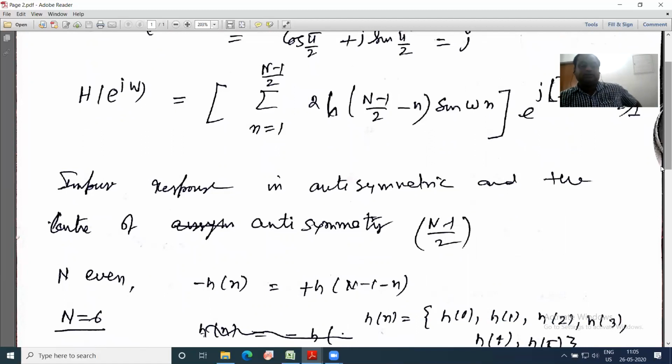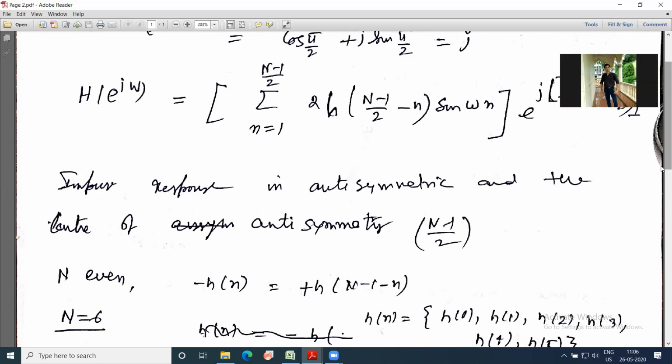Now what is n minus 1 by 2? Is n minus 1 by 2 equal to 2? So with respect to 2, you are having an equal number of points, because n equal to 0, n equal to 1, n equal to 3, and n equal to 4. So 3, 4 are on the right side with respect to 2, and 0, 1 are on the left side. Agreed? Yes.